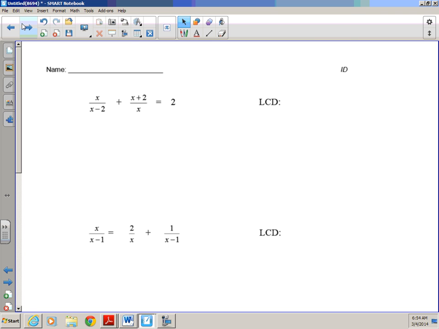Now, this is a little trickier. My LCD, I have an x minus 2 and an x. So remember, as we saw yesterday with the, I think it was d minus 1 and d plus 2, my LCD would be x times x minus 2. I don't want to multiply or distribute to get x squared minus 2x. And the reason is as follows.